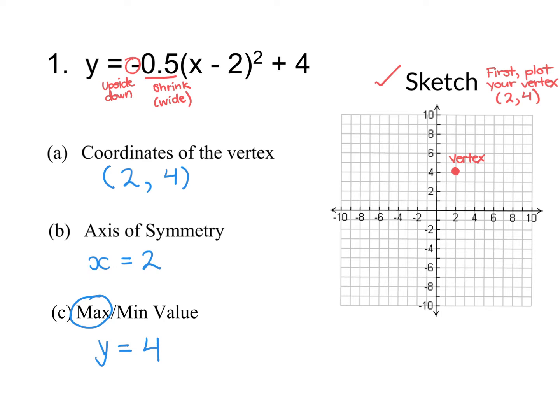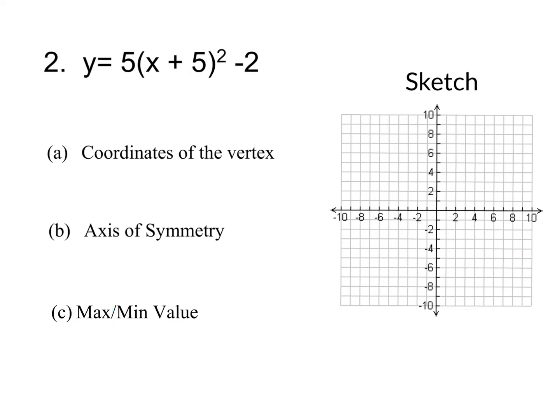So from the vertex, I'm going to draw two lines that are upside down, and I'm going to make sure I make it a little bit wider than usual. And this right here is my graph. Now again, please keep in mind this is not exact, okay? It's just a rough sketch. So on your homework today, I want to see, can you find the right vertex? Can you tell me whether it's right side up or upside down? And tell me whether it's going to be narrow or wide.